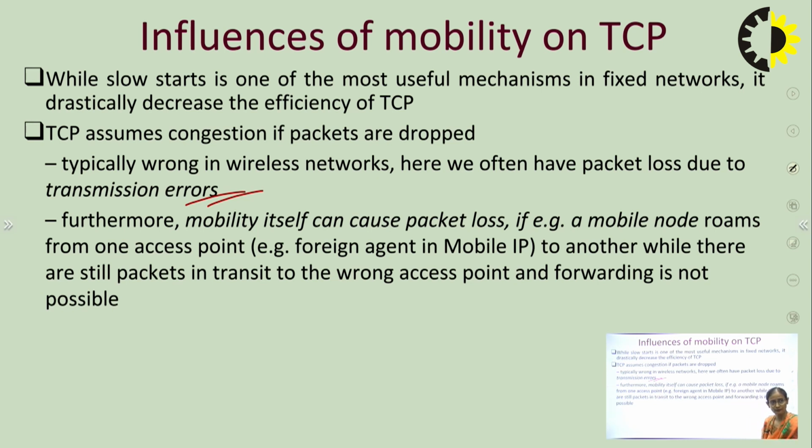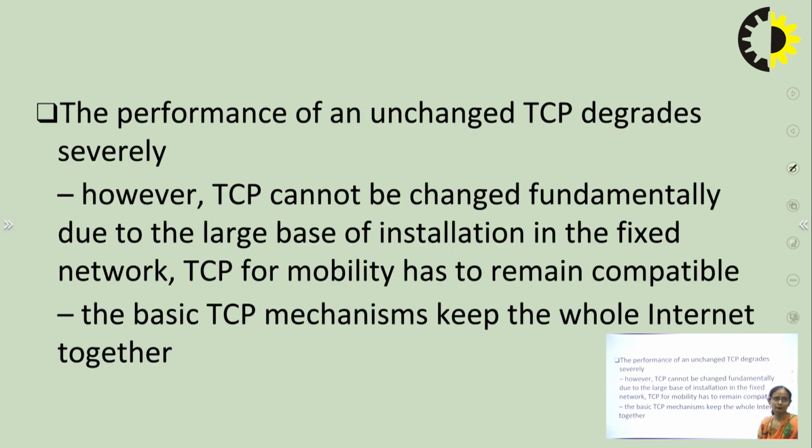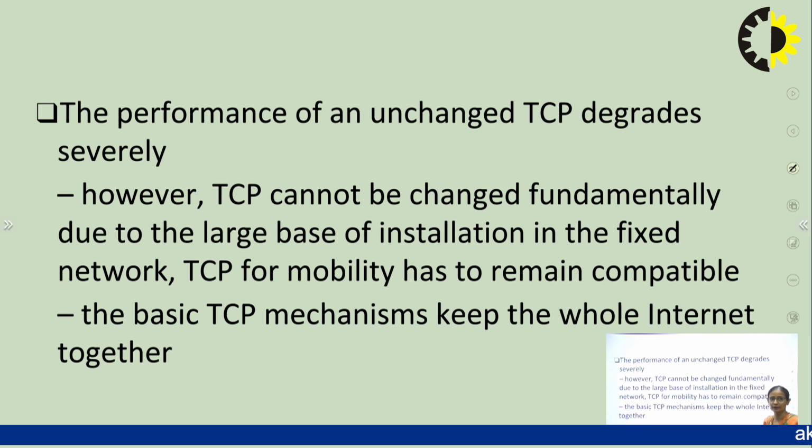The packets are still in transition, so they will reach the old access point, which is the wrong one. And forwarding is not possible in the case of a highly mobile node. The performance of an unchanged TCP degrades severely. That is, if you adopt TCP without changing its behavior in the wireless, then the performance of the network would degrade.